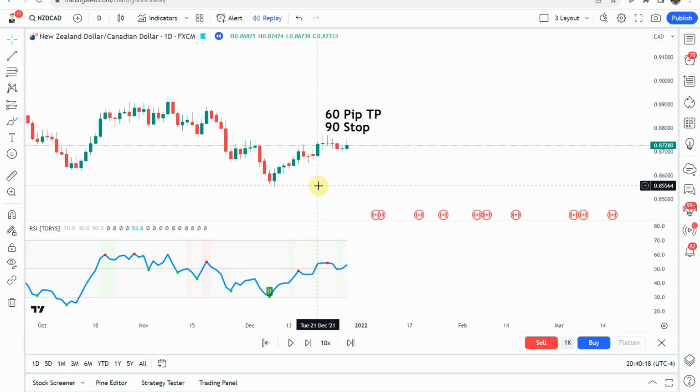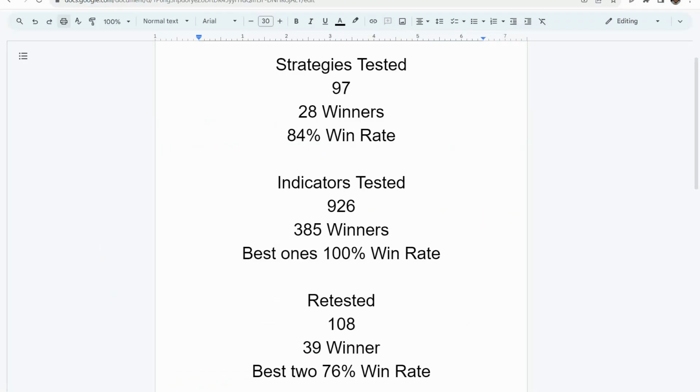Alright, as I said, today we will be testing the RSI Divergence indicator. Before we do though, I wanted to put the testing scoreboard up for everyone to see. To date, we have tested a total of 97 different strategies, with 28 of them being winners. The best one so far was able to achieve an 84% win rate. We have also tested a total of 926 indicators, with 385 of them being winners. The best one so far was able to achieve a 100% win rate. Now you need to go back and watch those videos to understand the context of how they were able to achieve that. So go back and watch those videos and see what you can get out of those winning indicators.